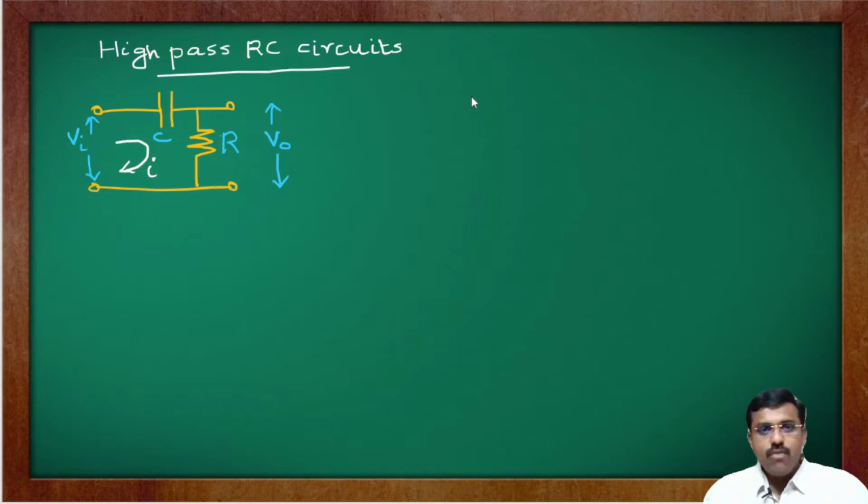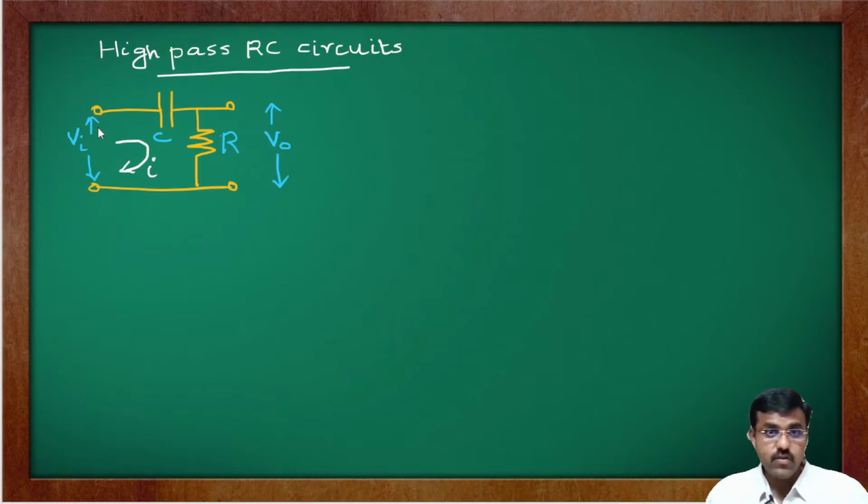The circuit diagram of a high pass RC circuit is as shown in the figure. We have basically two components. This is an RC circuit, which means we have two linear elements: one is R, the resistor, and the other is the capacitor C. Now the input Vi is applied across these two terminals.